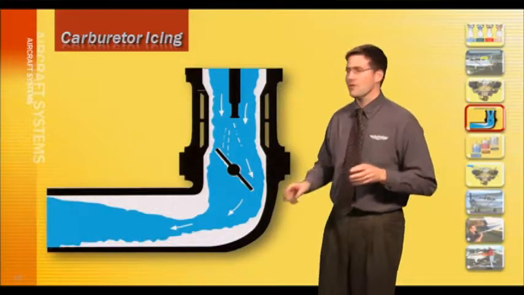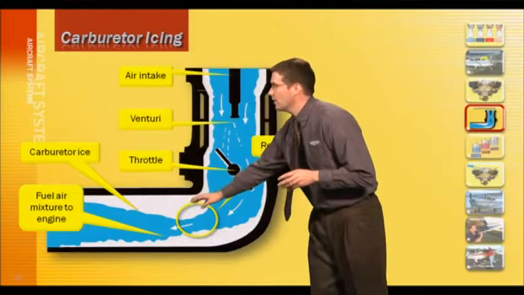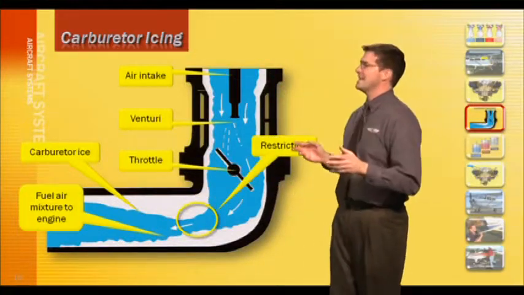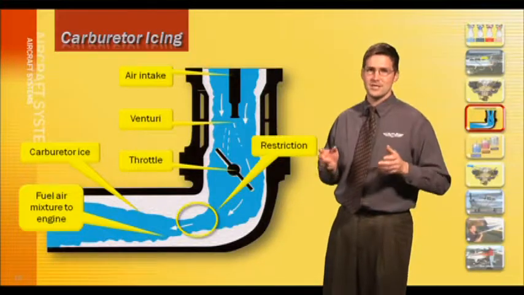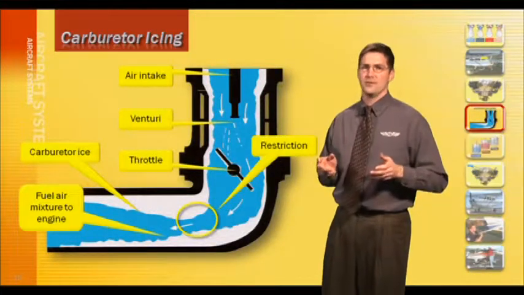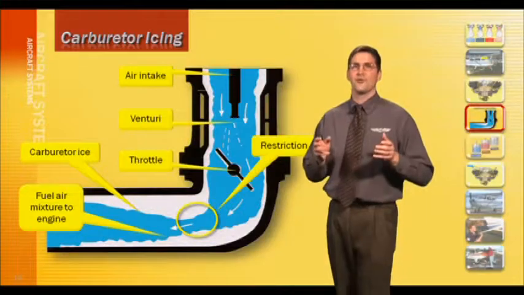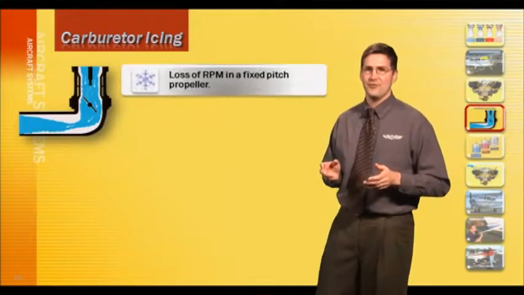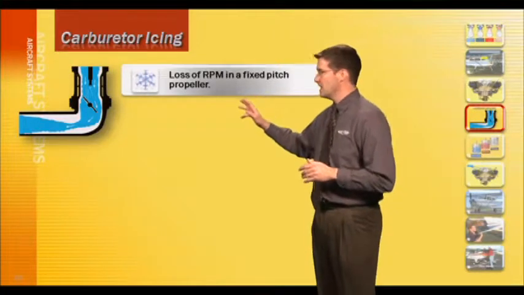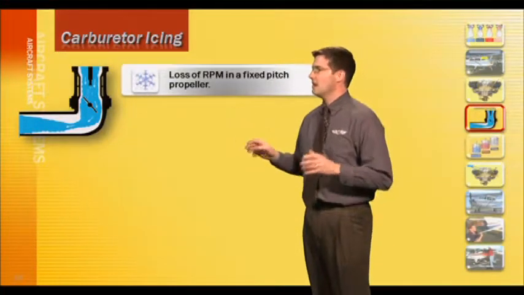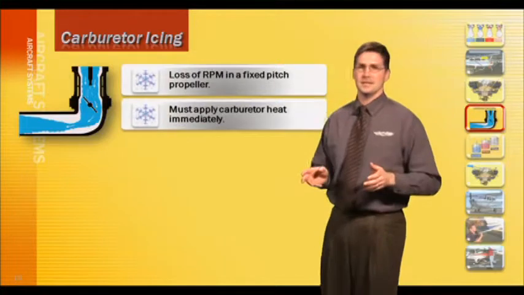You can see the buildup of ice right here in the throat of the carburetor. Carburetor ice is most likely to form when the outside temperature is between 20 and 70 degrees Fahrenheit with high humidity or visible moisture. The first sign of carburetor icing in a fixed-pitch propeller airplane is a loss of engine RPM. If you suspect carburetor icing, apply carburetor heat immediately.